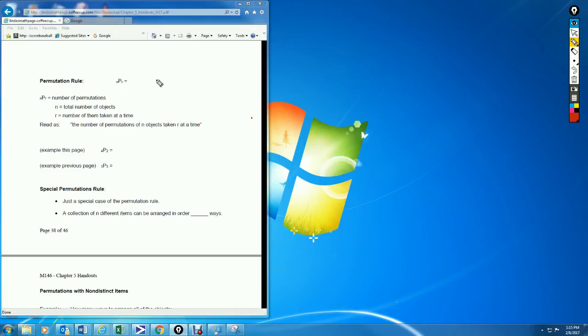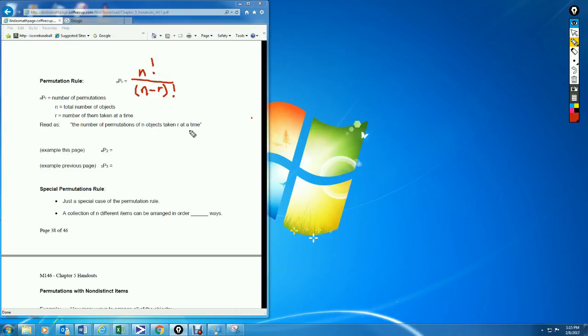So here is the formula. nPr is equal to n factorial divided by quantity n minus r factorial. So n is the total number of objects that you have. r is how many of them you are selecting at a time. And you would read this as the number of permutations of n objects taken r at a time.